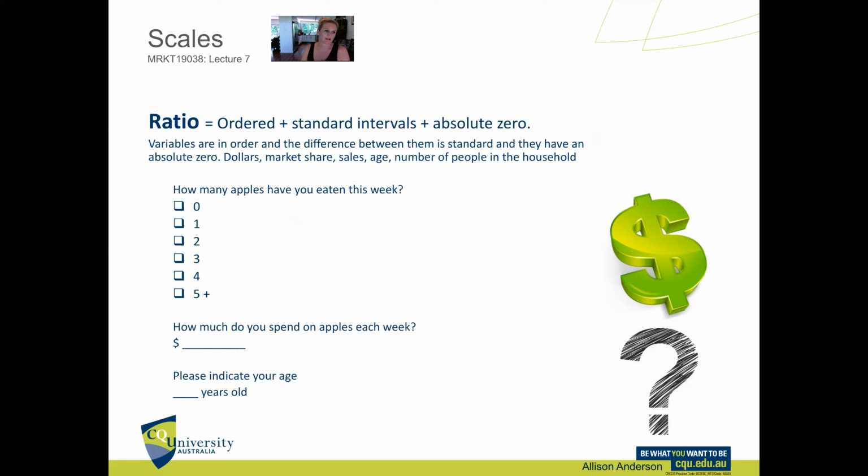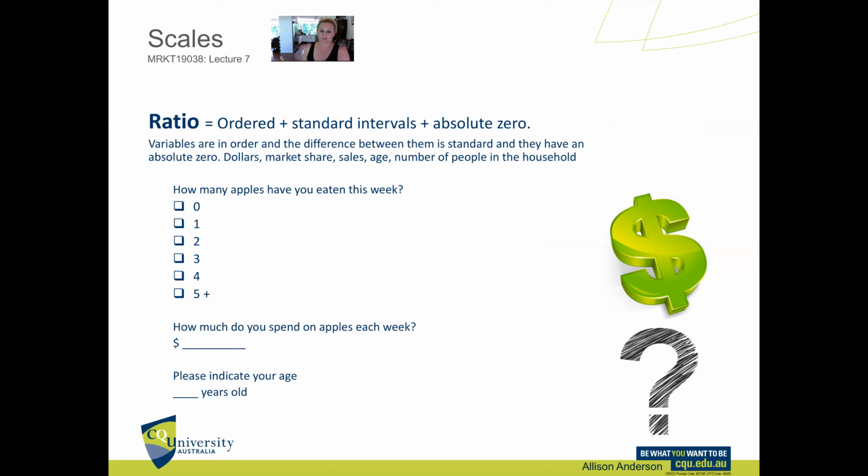Okay, ratio. So this is the most technical and it's quite useful in terms of actually measuring things and getting some accurate measurements to compare and contrast things. Okay, so you have an absolute zero in ratio scales. They're in order and the difference between them is standard and they have an absolute zero. Okay, dollars, market share, sales, age, number of people in the household.